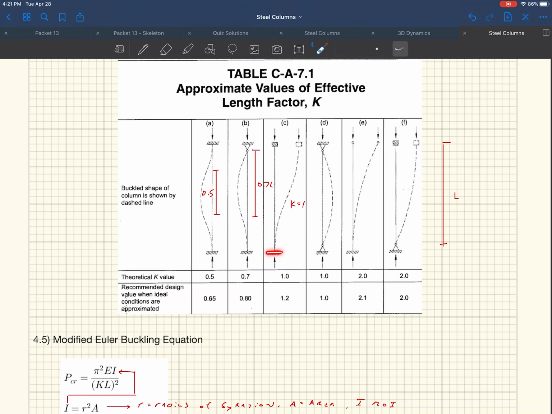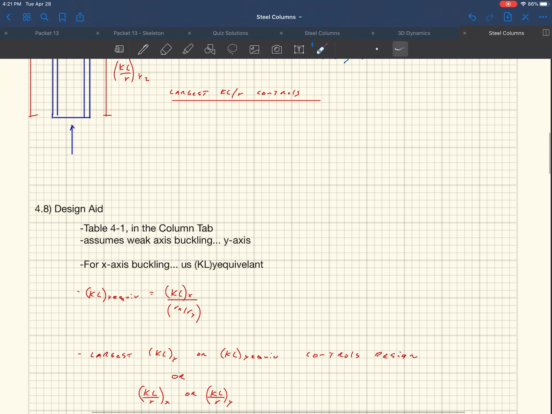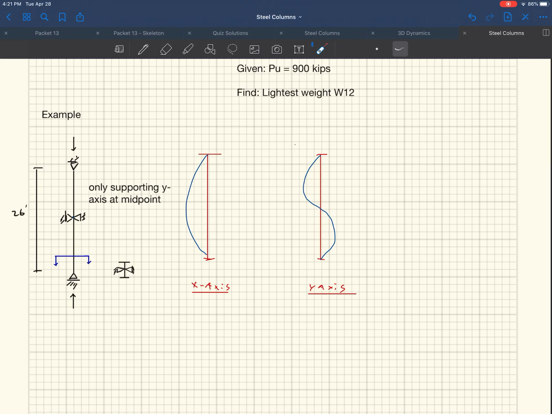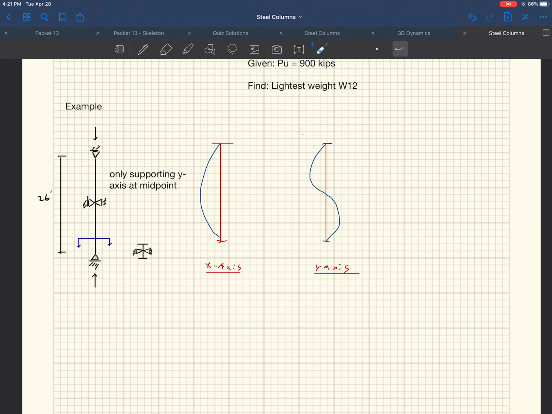But if I had a fixed support at the bottom and a sway condition at the top, my deflected shape would look like this. If I had a pin and a fix, my deflected shape would look like this. And if it was a pin-fixed-pin, it would go back to the pin up there. I always like to start with that just so I can piece together what's happening here. And so these are the two things.